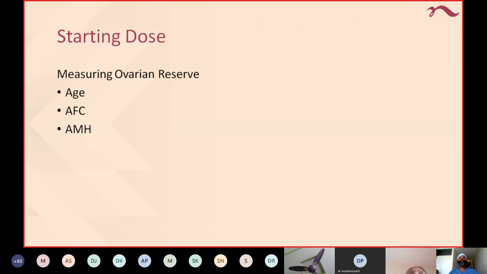How do you start? What dose to start is important because it's not the same for everybody. I told you everybody has a different tailored dress, so in the same way there are different protocols and different doses. This is mainly based on the age, antral follicle count, and anti-Mullerian hormone. So the younger the age, the lesser the dose.